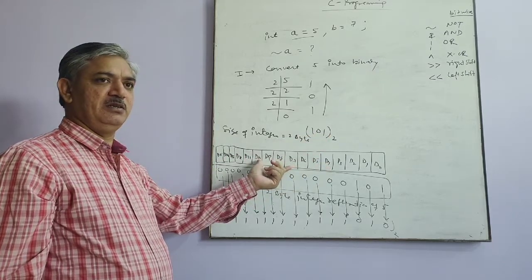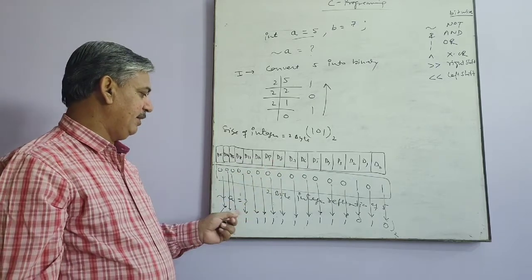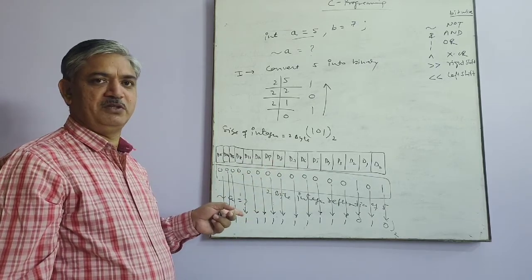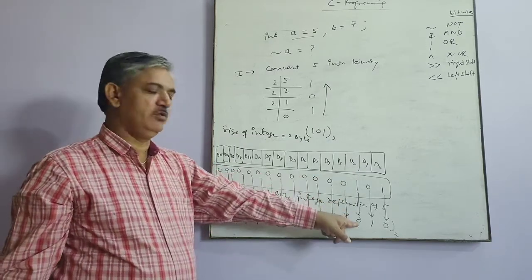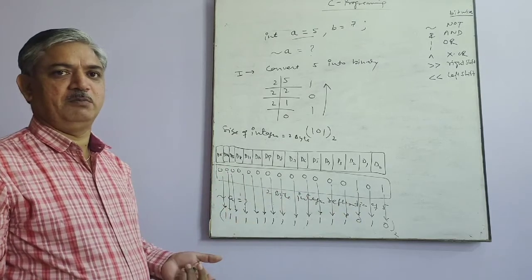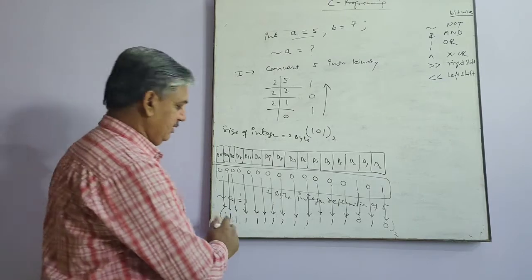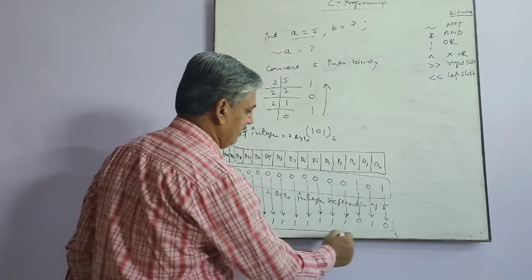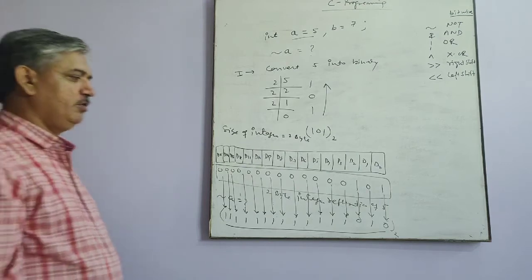Clear? So first we convert this value of A into bits, then represent this binary value in 16-bit representation, and then apply bitwise NOT operation. So NOT operation means 0 converted into 1, 1 converted into 0. Complement of 0 is 1 and the complement of 1 is 0. So this is the binary equivalent. And now convert this into decimal. So how to convert into decimal?